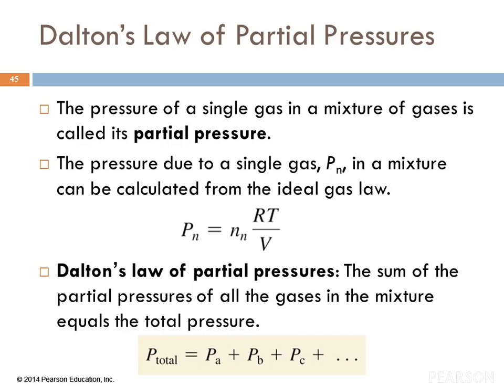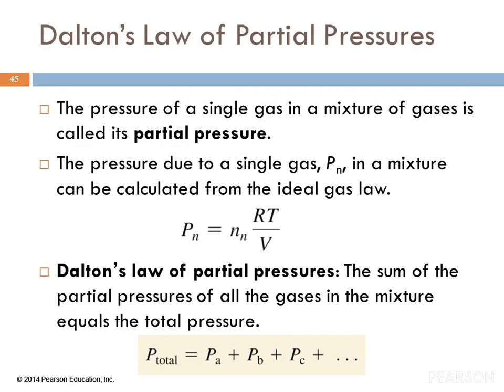But other times we need to think about the individual gases in a mixture. This is called Dalton's law of partial pressures, and this is the same Dalton who came up with Dalton's atomic theory. The pressure of a single gas in a mixture of gases is called its partial pressure. The mixture of the gases exerts a pressure, and the pressure is due to each of the individual gases. The pressure of one of the individual gases is the partial pressure.